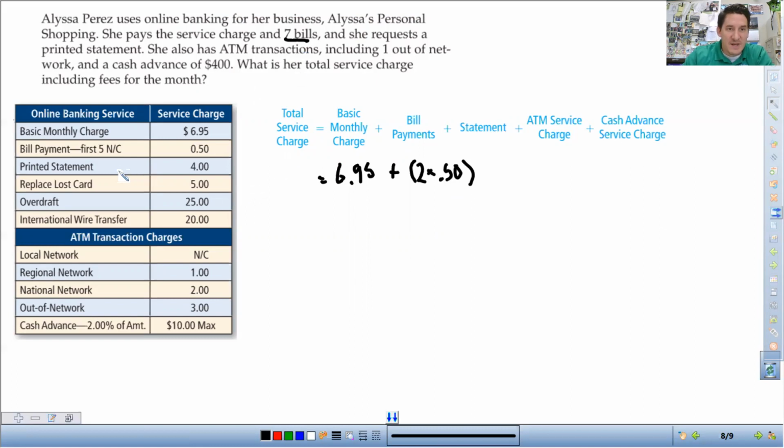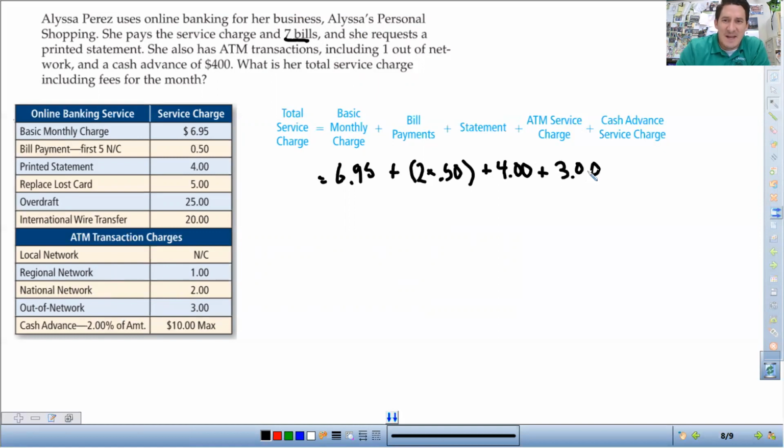All right, printed statement. To get a printed statement is $4. ATM service charge. All right. If you're in the local network, there's no charge. So if you're a Wells Fargo customer and you use a Wells Fargo ATM, there's no charge. But if you use an ATM that is not part of the Wells Fargo company, you'll get charged for that. And so this is an out of network. So out of network service charge is $3.